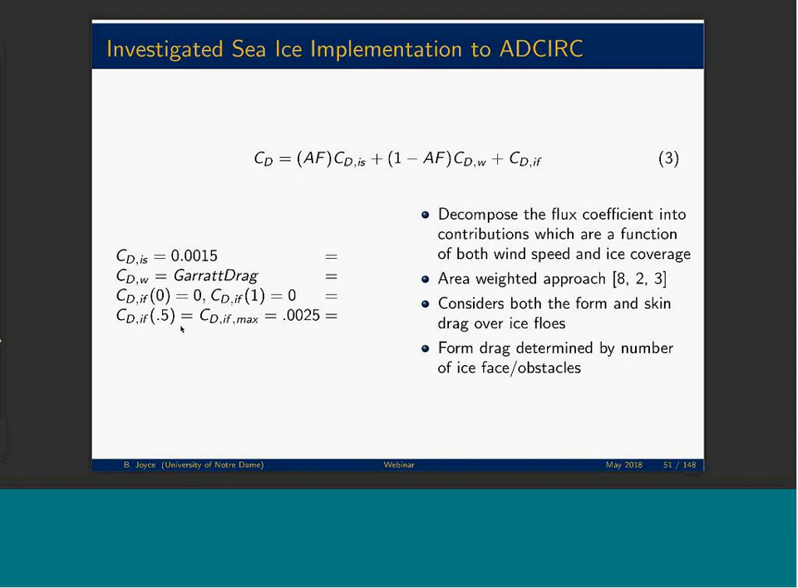And to include sea ice in this calculation, since sea ice is on the top of the water, we're going to include sea ice through modifying this coefficient. So what our investigated sea ice implementation does is take the open ocean portion of an element and the ice-covered portion of an element and weight the drag coefficient, whether it's an ice-based drag coefficient or an ocean-based drag coefficient, and modify that stress exchange between the wind and the ocean based off of this value.